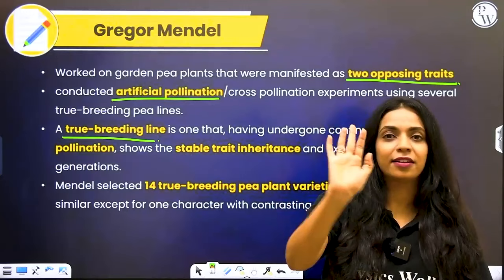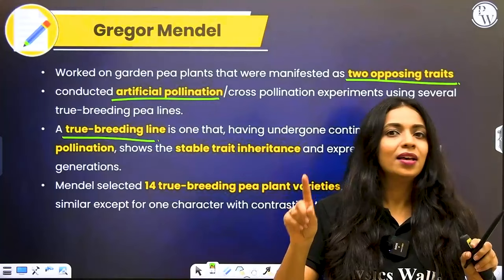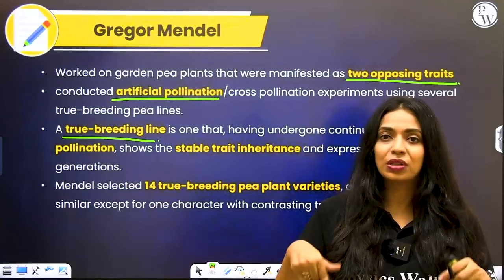That means he allows them to undergo self-pollination and then he gets seeds out of it. He sows those seeds, those plants will germinate and then form a plant. He allows them to undergo self-pollination. Then you get seeds, you sow them and allow them to undergo self-pollination.